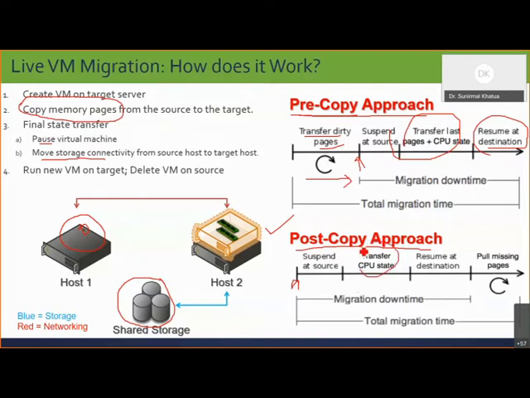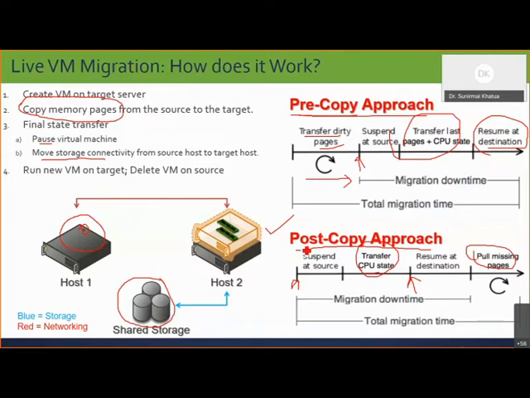It only copies the CPU state, because the CPU state is small. Only the process control blocks need to be copied. You don't need to copy the memory bits. After copying the CPU state, we can start executing on the destination. While it executes and tries to access a memory page, there will be a page fault. Each time there is a page fault, it pulls the missing page from host one from the backend. Gradually, all the pages will be moved to host two and it will continue.